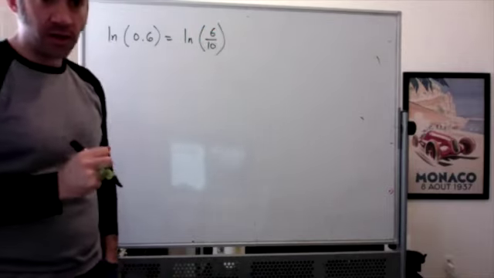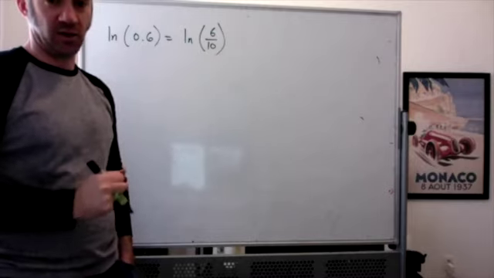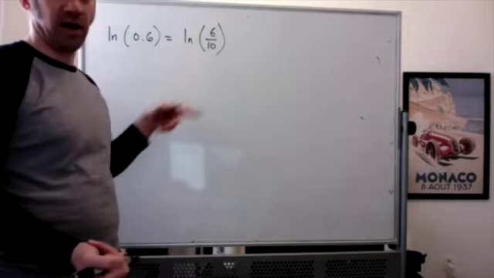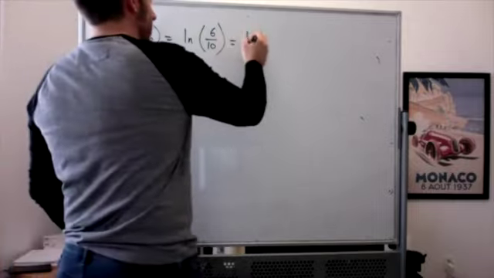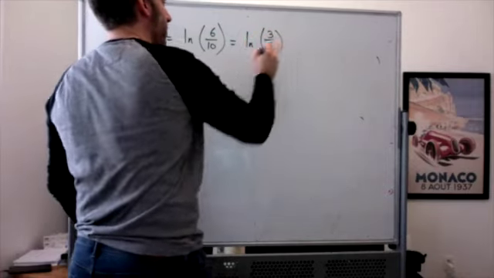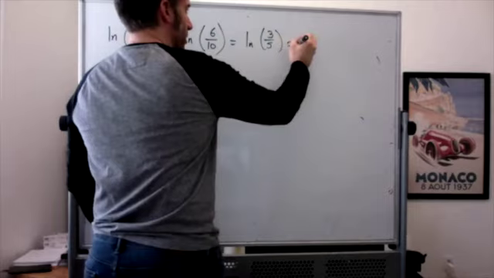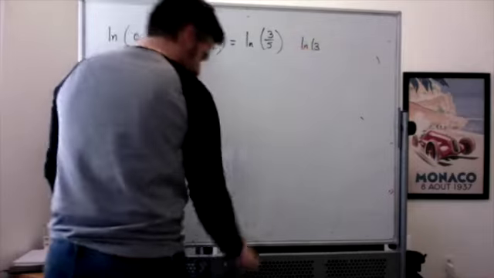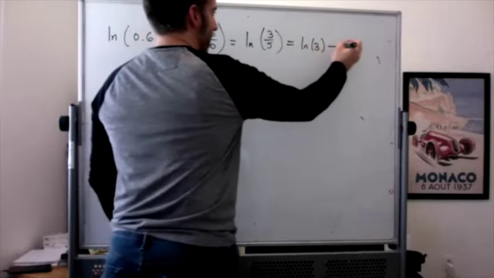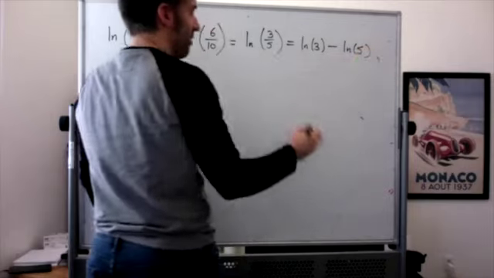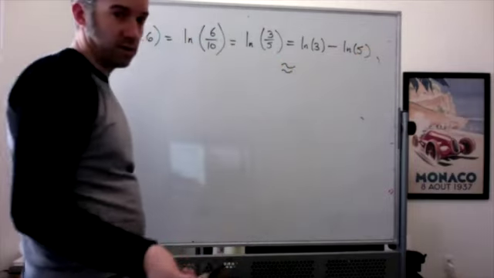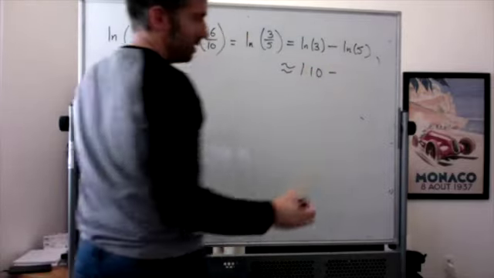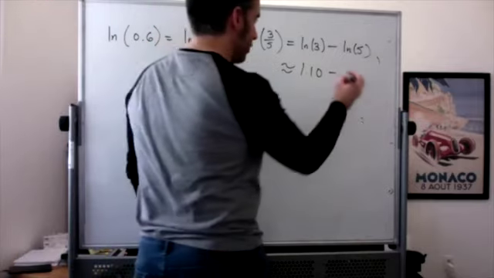And at this point, you could write it as the natural log of 6 minus the natural log of 10. However, it's going to be less work if we reduce this fraction first. So I really want to write this as the natural log of 3 divided by 5. It's not approximately, it is actually equal to the natural log of 3 minus the natural log of 5. And then that's approximately equal to the natural log of 3, which is 1.10, minus the natural log of 5, which is 1.61, approximately.